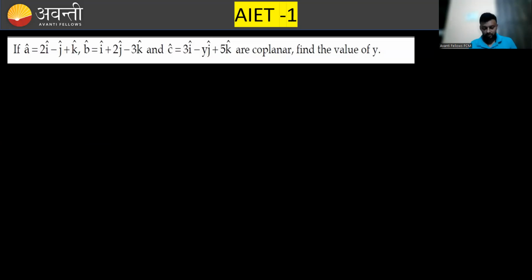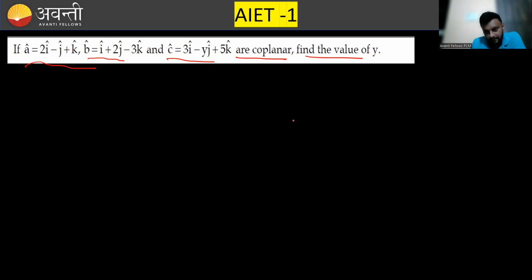Okay, this is an important question. You need to know the concept of this question first. There are three vectors A, B, and C which are coplanar. Find the value of y.